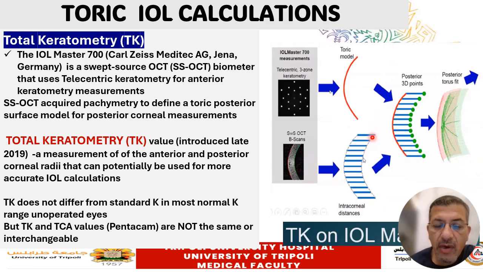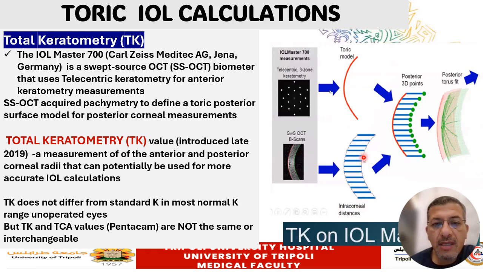But this is not the end of the story. After it has an idea about the posterior and anterior surface of the cornea, it assumes the keratometric index of 1.3376, which is the old erroneous refractive index used before. So it gives you the total corneal power, but based on the presumed keratometric index of 1.3376. The idea behind this is to give you an equivalent K reading that can be used with any traditional IOL calculation formula.